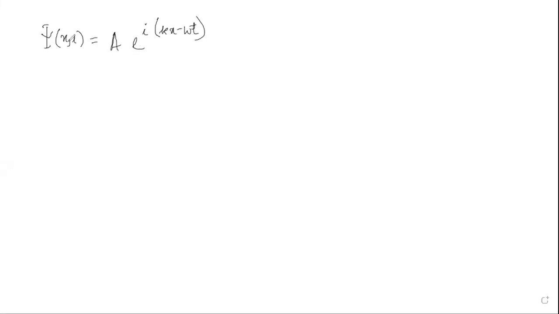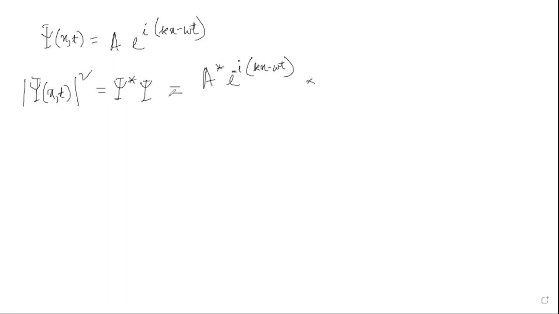So what is modulus psi(x,t) whole square? This should be equal to psi star multiplied by psi. So when psi star and psi are multiplied, what is psi star? Psi star is A star e to the power minus i(kx minus omega t), since we're taking the conjugate of psi, this should be e to the power minus i. Then multiplied by psi. What is psi? Psi is A e to the power i(kx minus omega t).